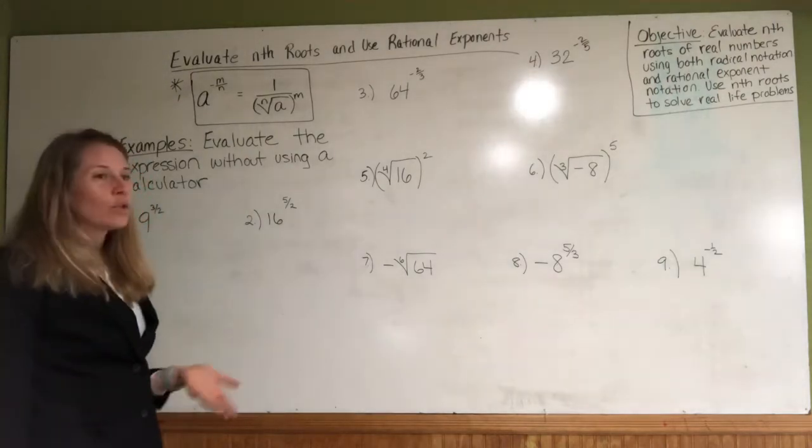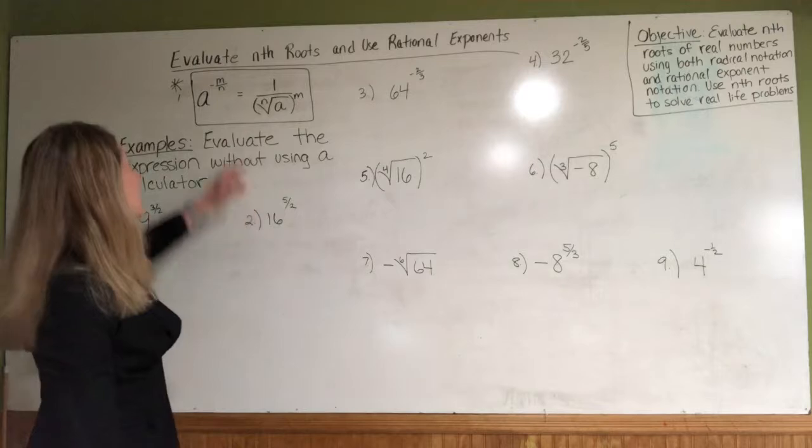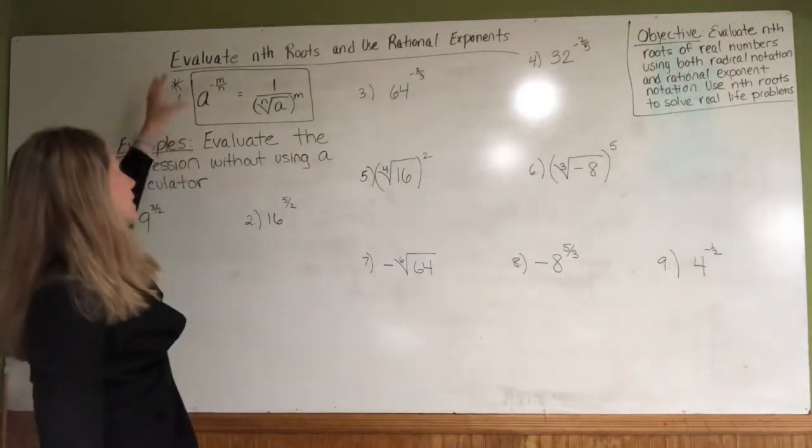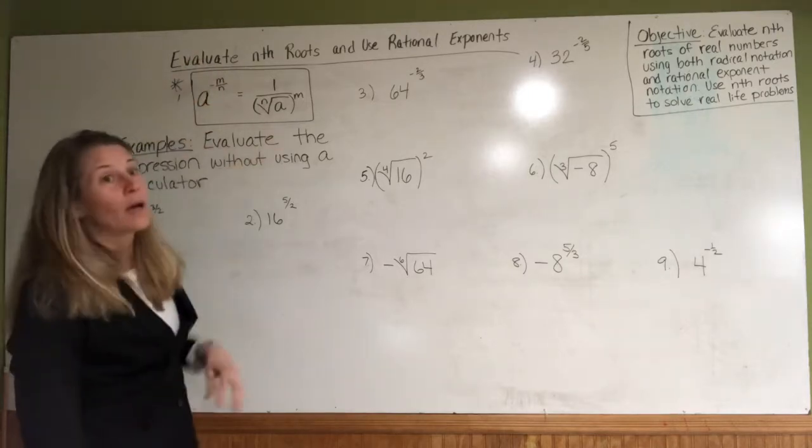So if you remember back to when we talked about exponents previously, when you have a negative exponent, in order to get rid of that negative, you would basically take that term and write it as a reciprocal.